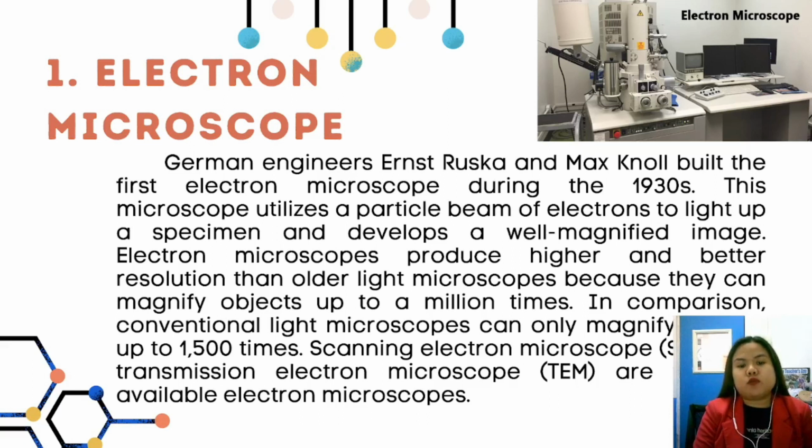Electron microscopes produce higher and better resolution than older light microscopes because they can magnify objects up to 1 million times. In comparison, conventional light microscopes can only magnify objects up to 1,500 times. Scanning electron microscope and transmission electron microscope are the two available electron microscopes.